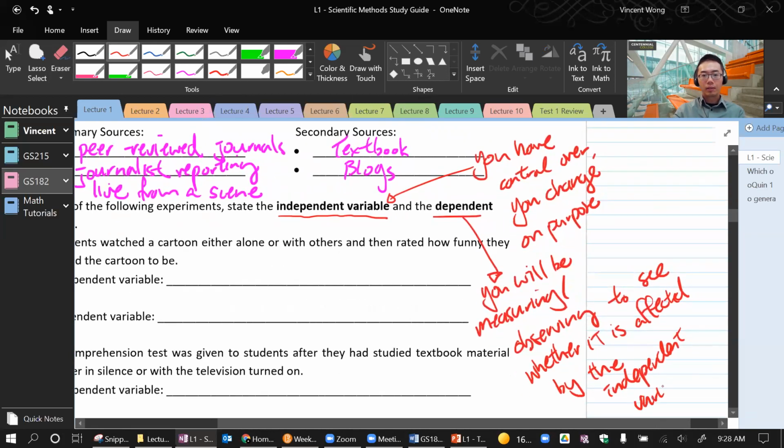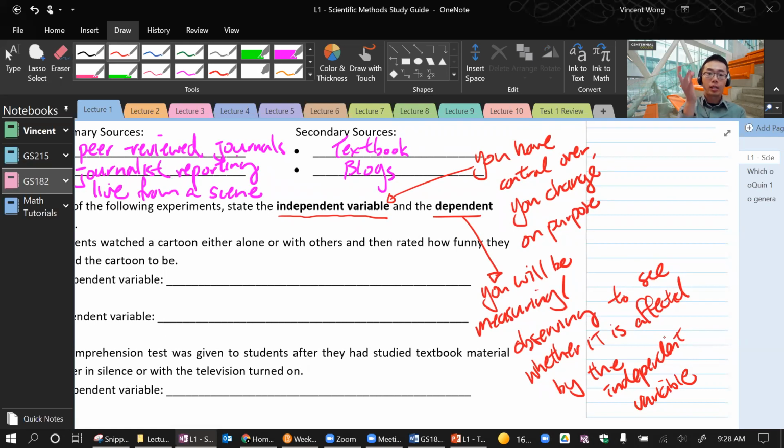Independent variable. Okay. So by changing the independent variable deliberately, you want to measure and observe and see if the dependent variable is affected. Sometimes it is not affected. There is no effect. Sometimes it might cause it to increase, to decrease, or whatever the case. Okay, so in an experiment, you have to decide what's the dependent variable and what's the independent variable. Okay.